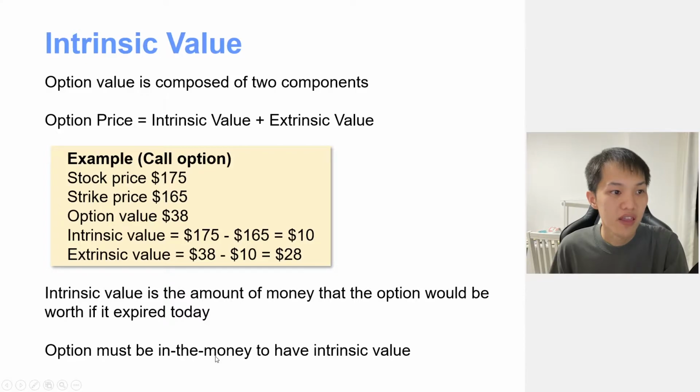So the option must be in the money to have intrinsic value. The definition of in the money is that for call options, if the stock price is above the strike price, we call it in the money. If it is the same, we call it at the money. And if it is below the strike price, then it is known as out of the money. For put options, it is in the opposite direction. The stock price has to be below the strike price in order to be in the money, and if it is above the strike price, it is known as out of the money.